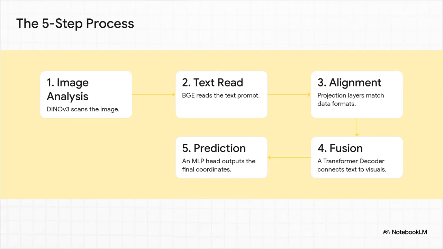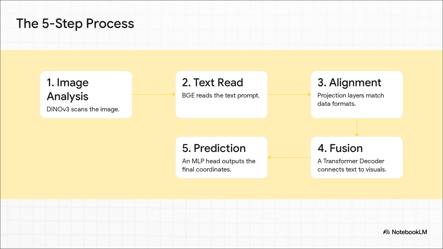So that diagram might look a little intense, but it really just boils down to 5 simple steps. Ready? 1. The eyes, DINOv3, scan the image. 2. The interpreter, BGE, reads your prompt. 3. Some special layers act like universal translators, getting the visual and text data into the same language. 4. The Transformer Decoder fuses it all together, making that critical connection. And finally, step 5. A prediction head just spits out the final coordinates for the box.